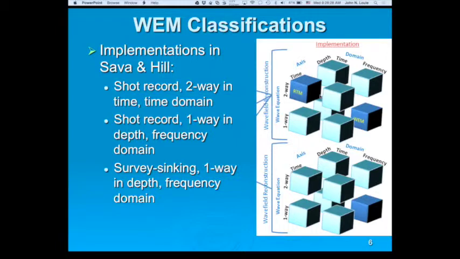Two-way means that it can go both up and down. Oh, okay. Now there's a problem with that. A one-way wave propagation actually matches the assumptions of RTM better, but it's just much easier to implement it. It seems much more physical to implement it using a two-way wave equation, right?